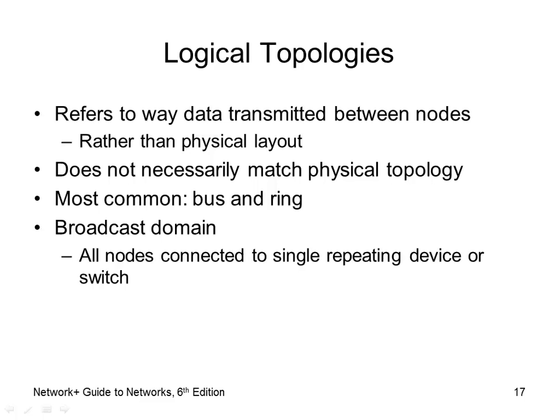Logical refers to the way data is transmitted between the nodes. It does not necessarily match the physical. Like we said, the most common are a bus and a ring. And a broadcast domain is all nodes connected to a single repeating device.